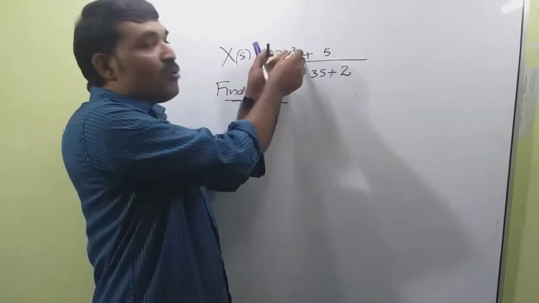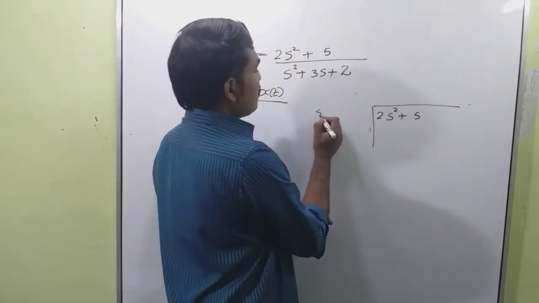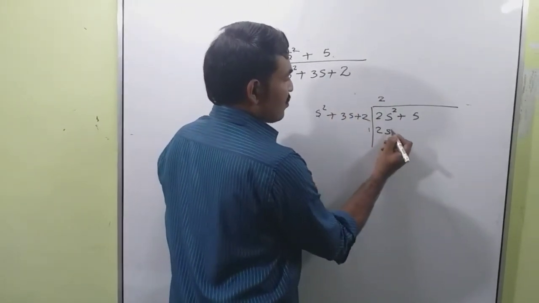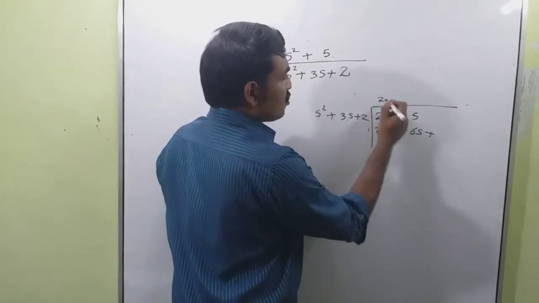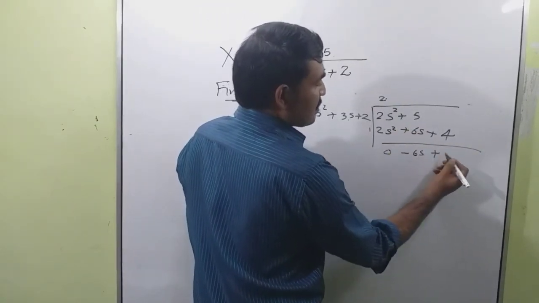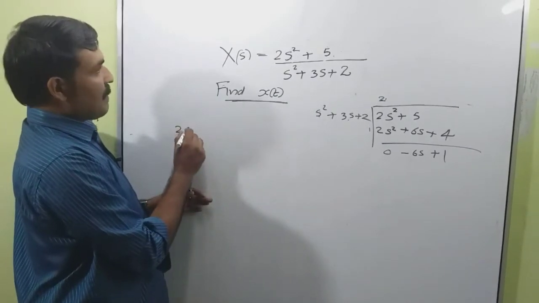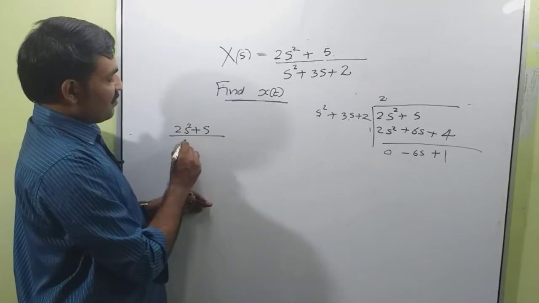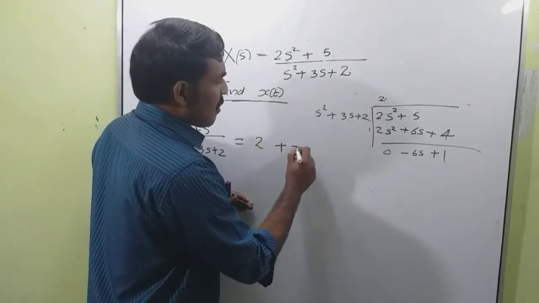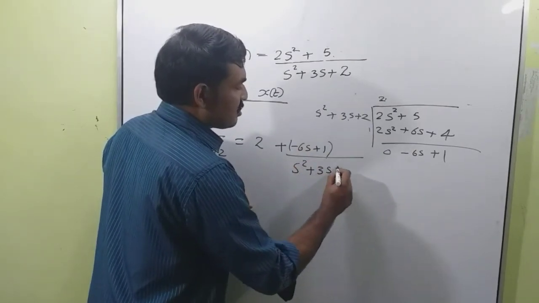So I am going to divide the numerator by the denominator. I am going to divide 2s square plus 5 by s square plus 3s plus 2. So first I write 2 here. Now 2 into s square, that is 2s square, 2 into 3s, so 6s, plus 2 into 2, that becomes 4. Now subtract, this becomes 0 minus 6s plus 1. Okay, so I can write this fraction, 2s square plus 5 divided by s square plus 3s plus 2, as equal to 2 plus minus 6s plus 1 divided by s square plus 3s plus 2.